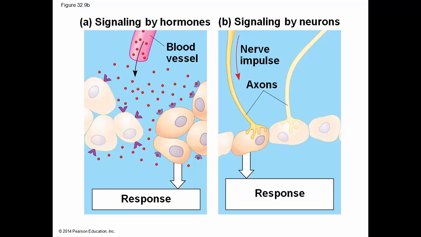Okay. So like I was talking about with adrenaline, signaling by hormones is more like maintaining homeostasis in your glucose levels through your pancreas, as compared to an immediate fight or flight response through the adrenal glands that was caused by a nerve impulse.